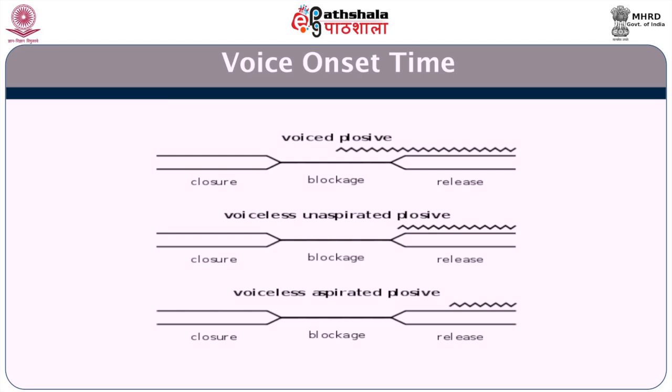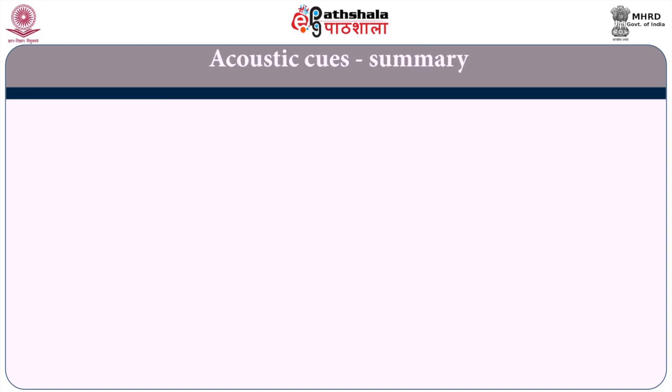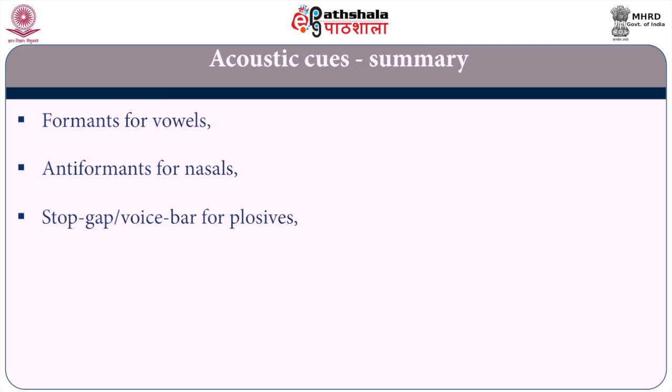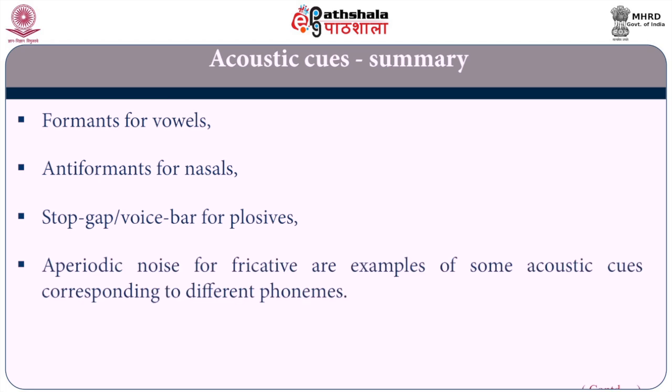Okay, so the time difference between the release of the articulators and the starting of voicing, that is vibration of the vocal cords, is what is known as voice onset time, and the brain perceives this voice onset time and differentiates different sounds. So in other words, to summarize what I have said about acoustic cues for different speech sounds, you have formants for vowels, you have antiformants for nasals, you have stop gap or voice bar for voiceless and voiced plosives, you have aperiodic noise for fricatives and affricates.